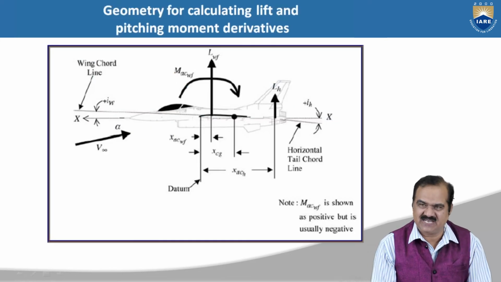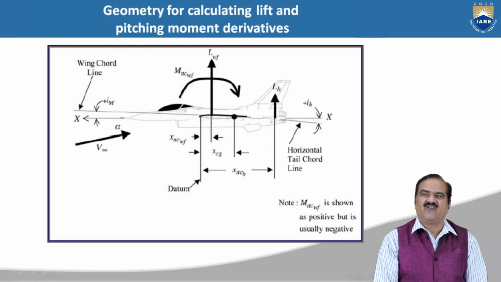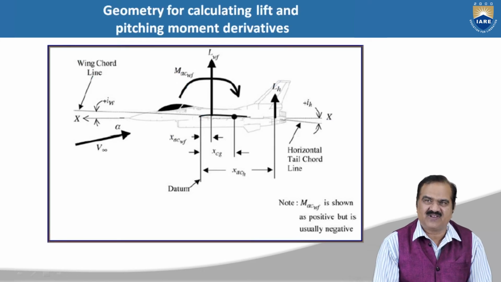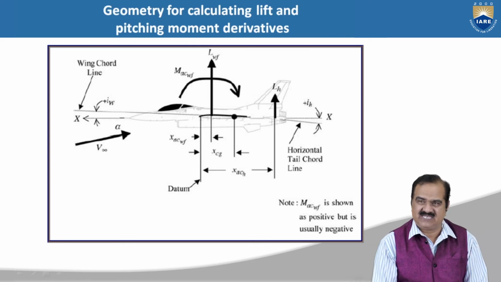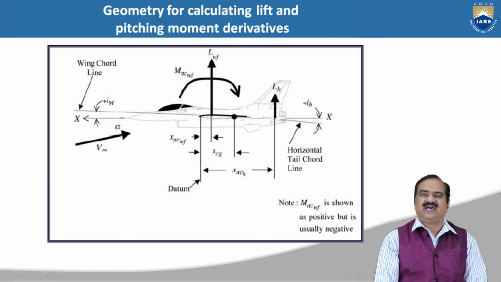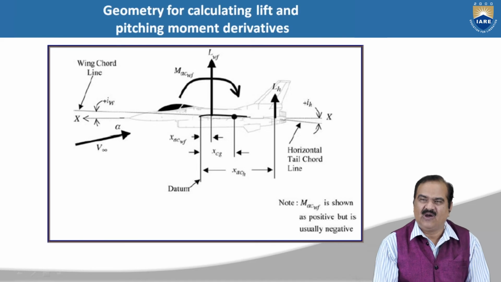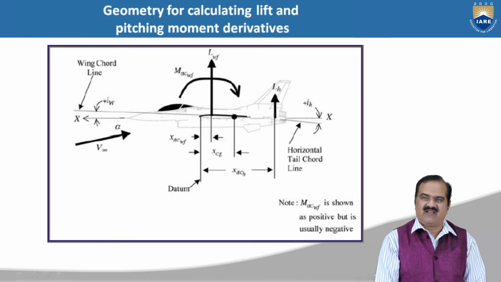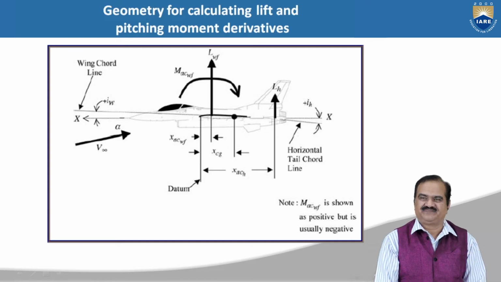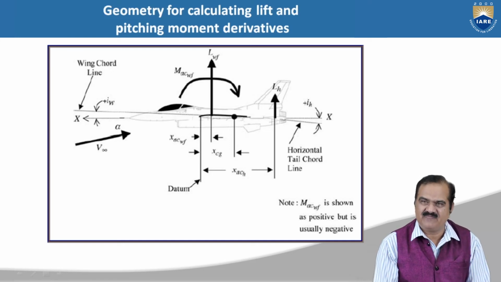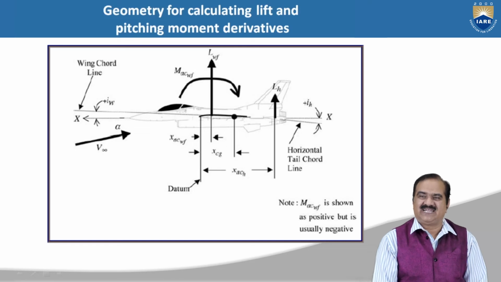Here I have just mentioned the geometry for calculating the lift and pitching moment derivatives, that is CL alpha and CM alpha, and what are the parameters which we have to consider in the aircraft. Here we have considered the fuselage, then the wing, and then the tail. So if you see this diagram, we have taken the leading edge as the datum line.